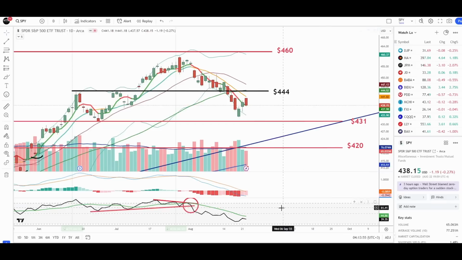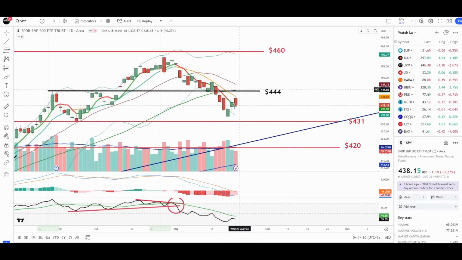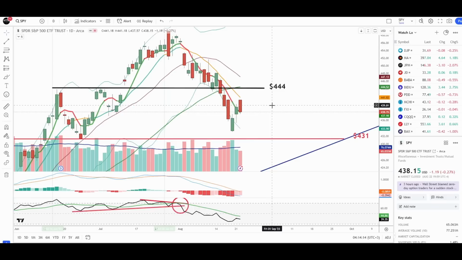RSI still below 50, which again tends to lean to selling the rips and not buying the dips. Again, the RSI and the PPO, both of our key momentum indicators, indicate that we're still in a downtrend and that this is still a counter trend rally. The only caveat again is that this counter trend rally has not yet met major resistance.